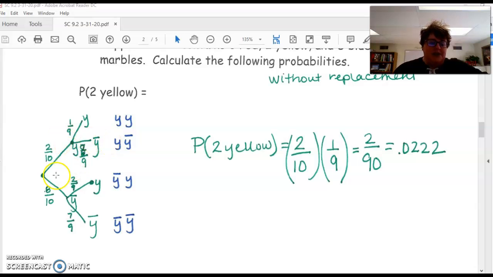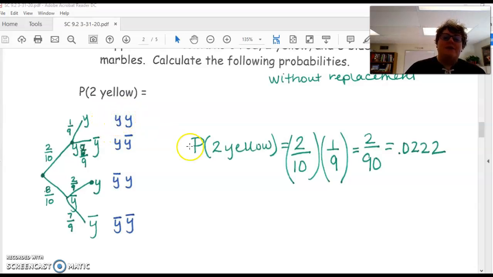So you can kind of see those. If we didn't get a yellow the first time, we still have the option of getting a yellow the second time or not getting a yellow the second time. So I wrote it out here. The line above means not. So yellow, yellow; yellow, not yellow; not yellow, yellow; and not yellow, not yellow. So this is the one we're looking for. We're looking for the probability of 2 yellow.